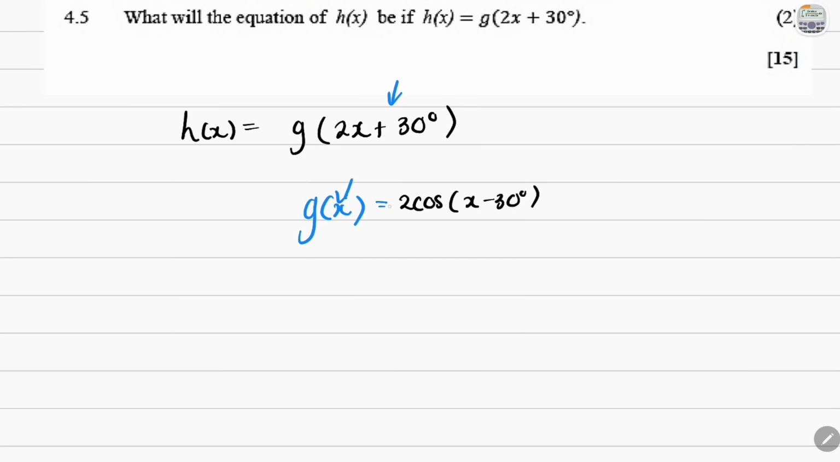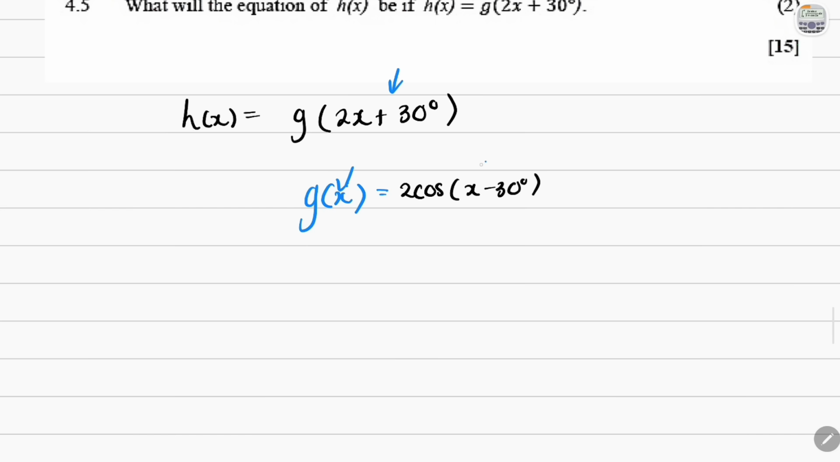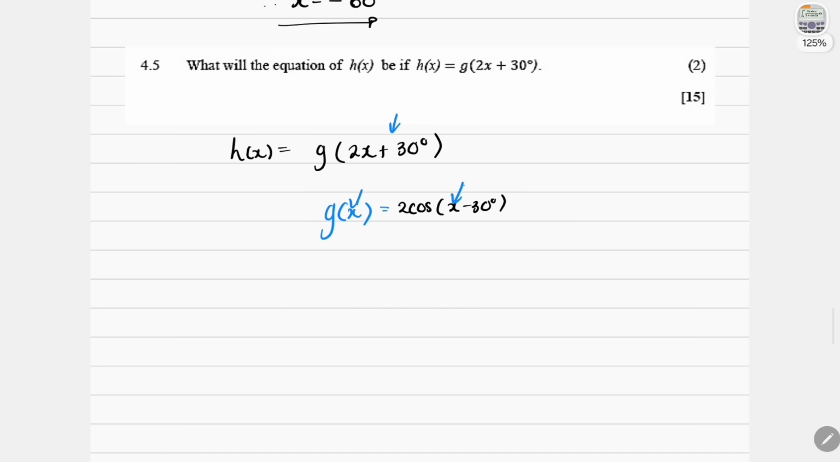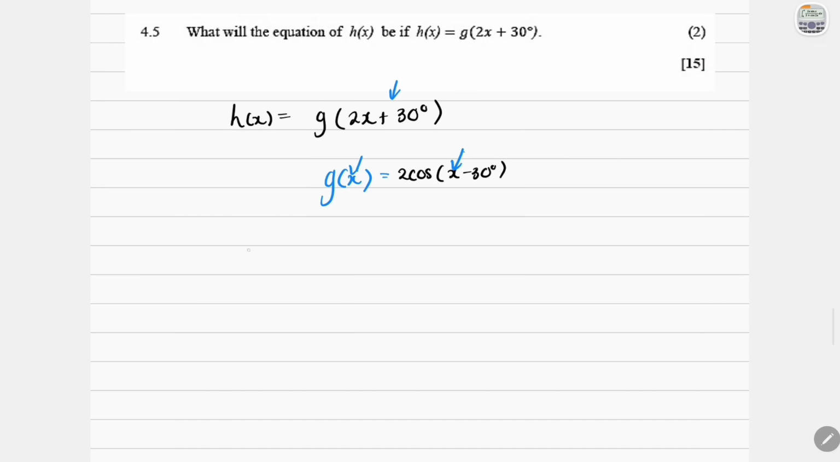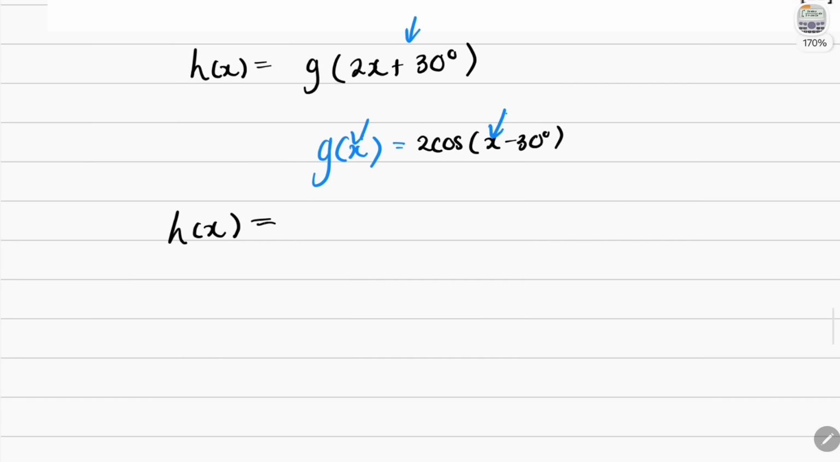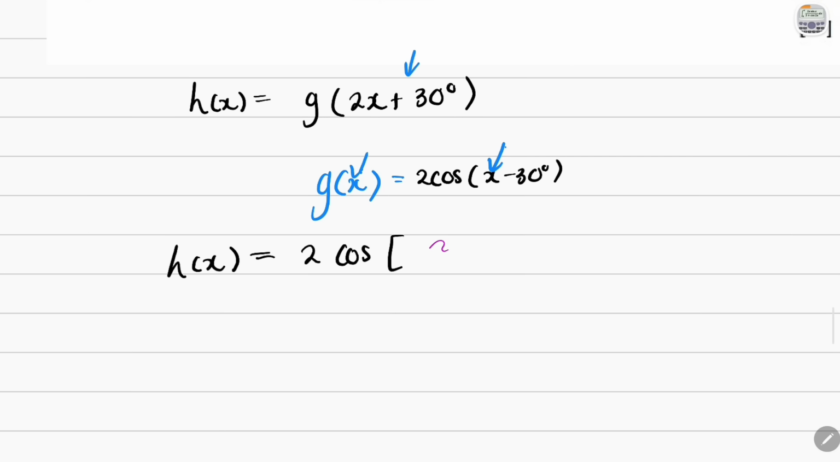Okay, so this is g of x. And wherever you see x, just replace it with 2x plus 30 degrees. So h of x is equal to, and I'm rewriting g of x, so this is 2 cos, but then I see x, and I'm going to replace it with 2x plus 30 degrees. Okay, so you see it's just alone there. I don't even need brackets to do anything.